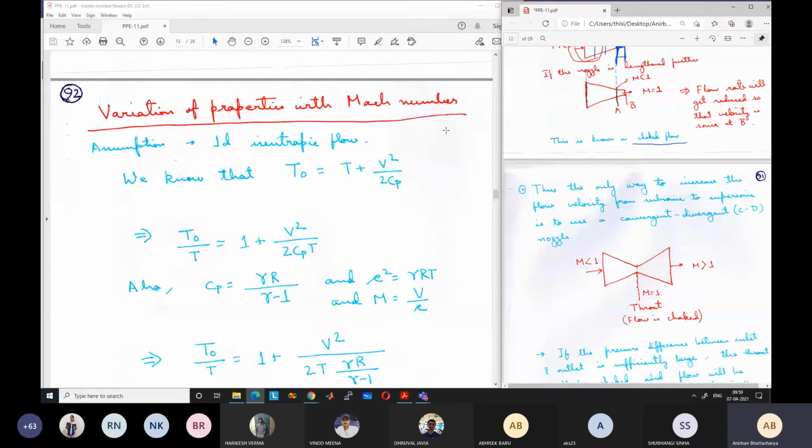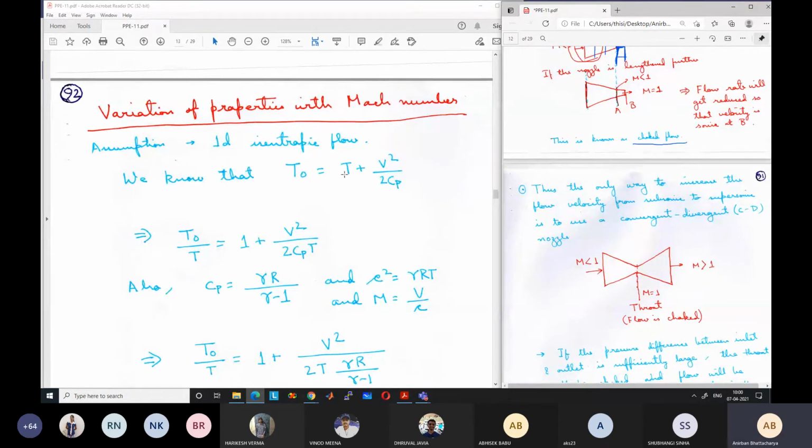Okay. So this is what we have written here. Variation of properties with Mach number for a 1D isentropic flow. Temperature, pressure, and density. These are the properties we are interested in, and we want to know how these properties change. Okay. So we know the stagnation temperature is defined as static temperature T plus V square by 2Cp. We have discussed this in the previous class. Okay. T0 is equal to T plus V square by 2Cp. So now by dividing both sides by T, you get T0 by T equal to 1 plus V square by 2CpT.